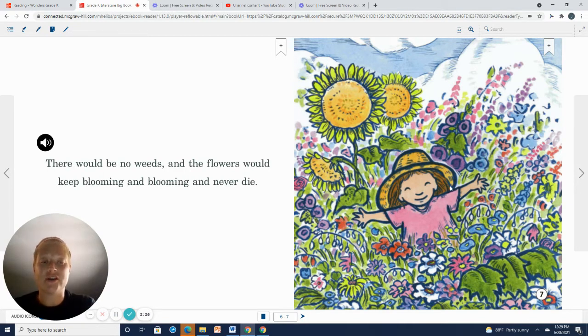So here we have her in her garden again. There's our character, the little girl. We don't have a name for her. I do not believe there is a name for her throughout the story, so we're just going to refer to her as the little girl. And the setting again is her garden. And here you see her in her garden with all of the flowers running around.